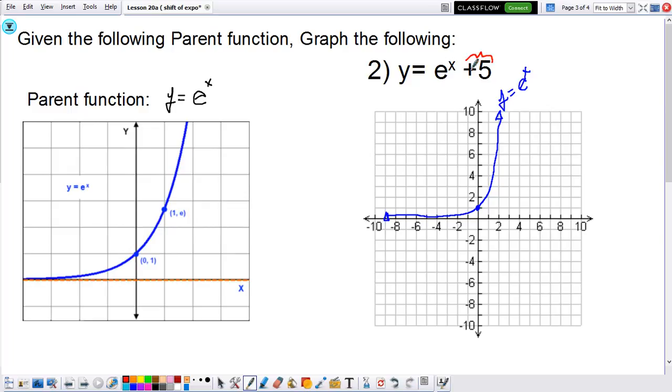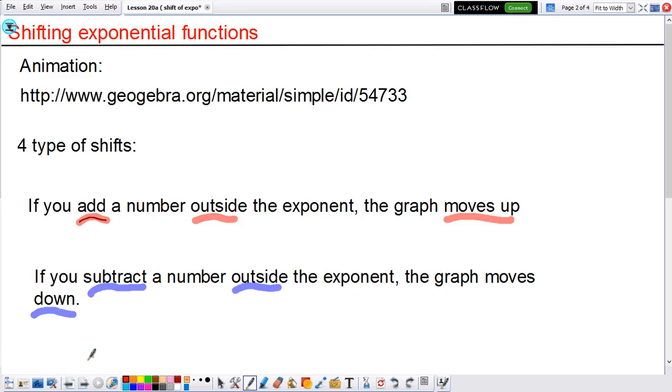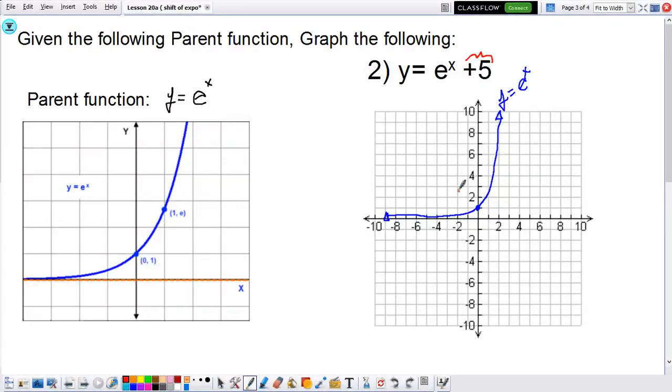Notice that this plus 5 is not being added in the exponential, but outside. So let's go back to our rules. When you add a number outside the parentheses, your graph is going to move upwards. So here in blue, we have our original. We're interested in graphing this, which is going to be the original moving 5 units upwards. So now here's our point. Let's move it 5 up: 1, 2, 3, 4, 5. And let's just replicate the shape here. Let's just write what the new function is.